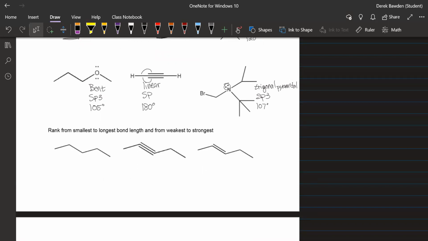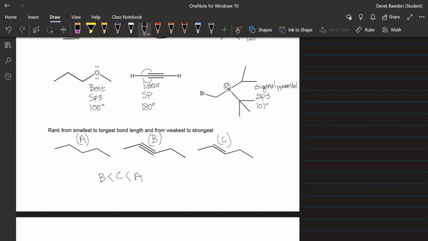Rank from smallest to longest bond length and from weakest to strongest. So what's going to be our smallest bond length? A single, double, or triple bond? Triple bond, right? So let's say this is molecule A, B, and C. So our triple bond is going to be the shortest bond length. How about the next one? What's going to be the middle length? Our double bond, right? And then our single bond is going to be the longest.